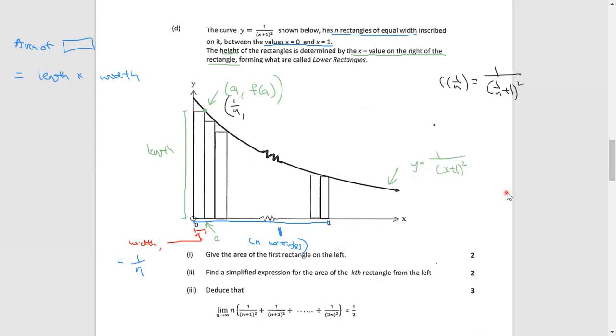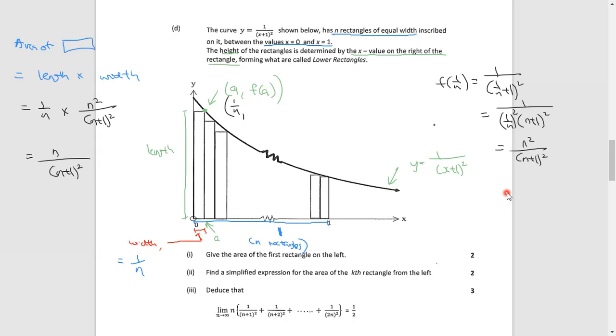So we could just simplify that a bit. That would be 1 over n times n plus 1, all squared, which is n squared over n plus 1, all squared. With that in mind, the length, of course, would then be 1 over n times n squared over n plus 1, all squared. So the area of the rectangle on the left would be n over n plus 1, all squared. And that would be your answer to part 1.